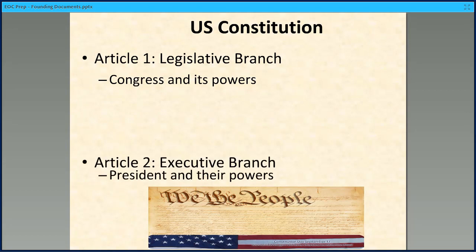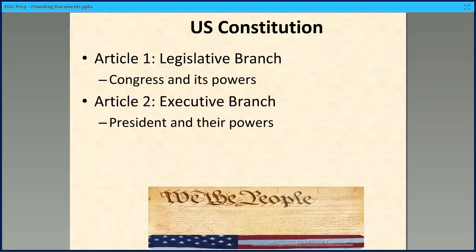And then Article 2 covers the executive branch. This spells out how the president gets elected, what their specific powers are, and goes into detail setting up the executive branch.